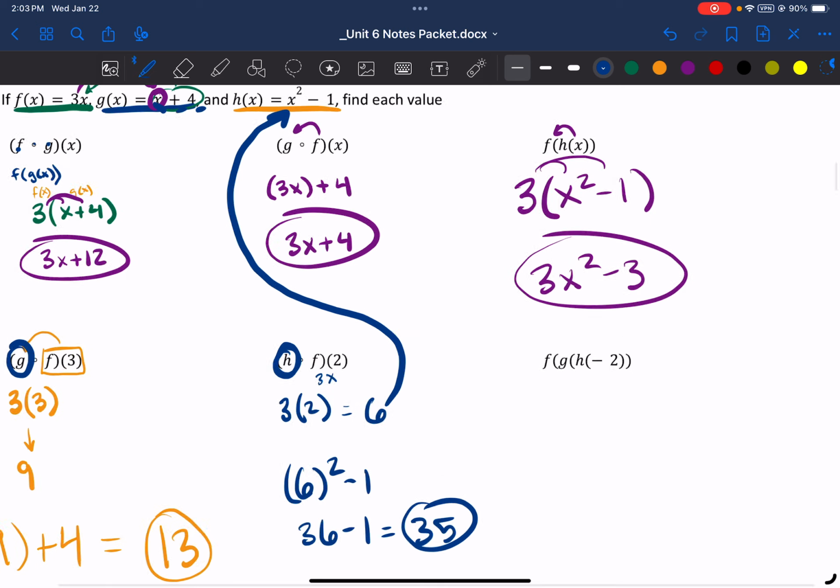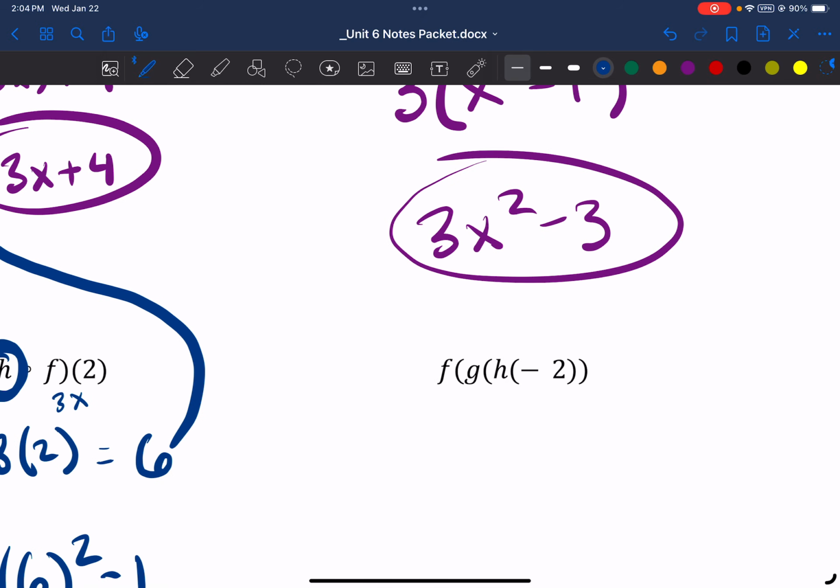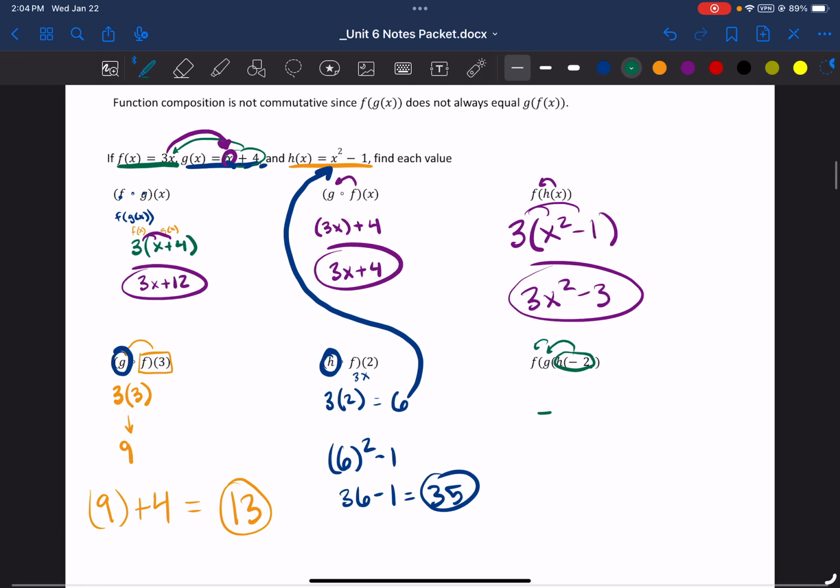Okay, one more. h of negative 2. This is a different notation, but it's the same. We just go from the inside out. h of negative 2, plug that into g. Take whatever that is, plug it into f. So h of negative 2 is the h function with a negative 2 plugged in for x. Negative 2 squared is 4 minus 1 is 3. So h of negative 2 is 3.